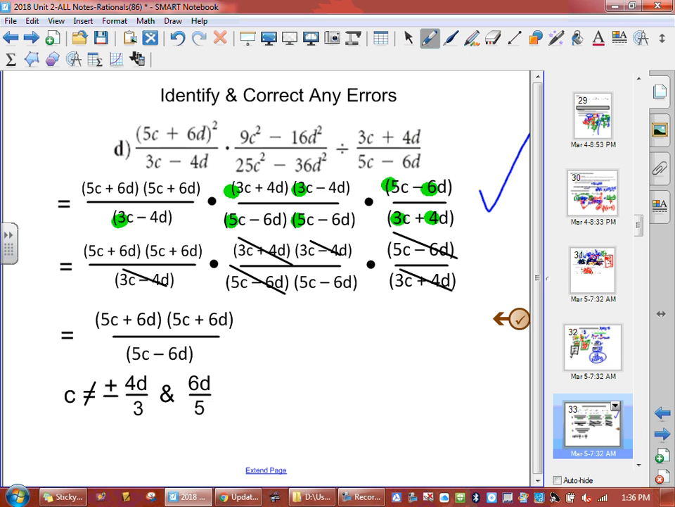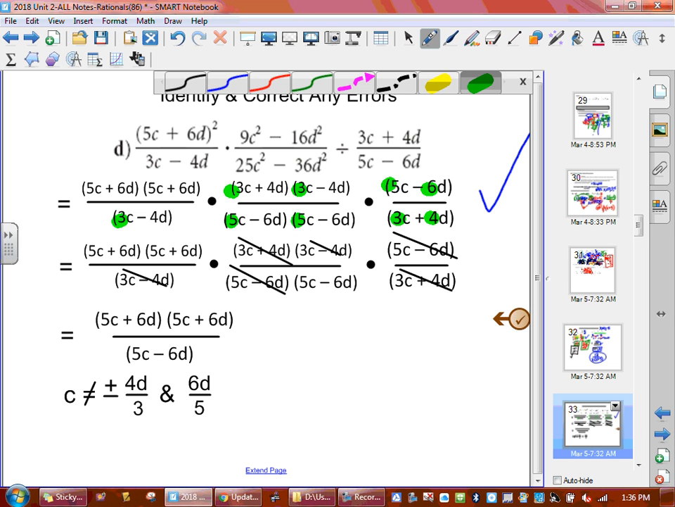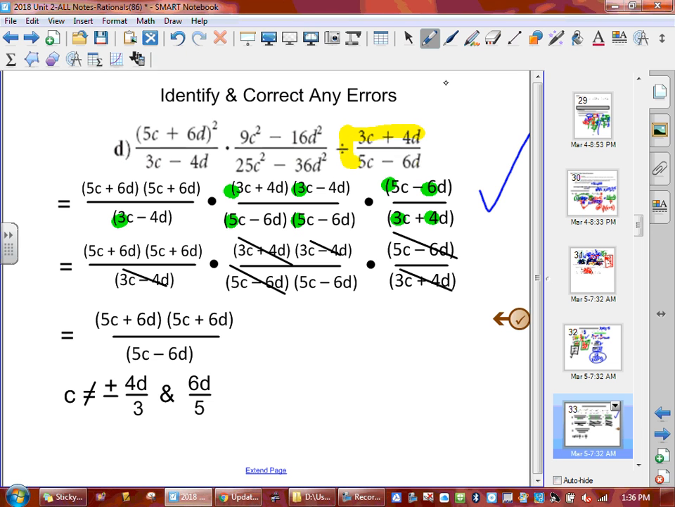Which one was flipped? Who had to be flipped? This guy is flipped. Good. So that means our non-permissibles come from these two bottoms and this guy's entire thing. So let's do our non-permissibles. It's always for the first letter, because that's where X would be. So I'm going to take my first one right here, and that's going to be equal to 0. So you would go 3C minus 4D equals 0. And we're solving for the letter C, because that's where our X would be.